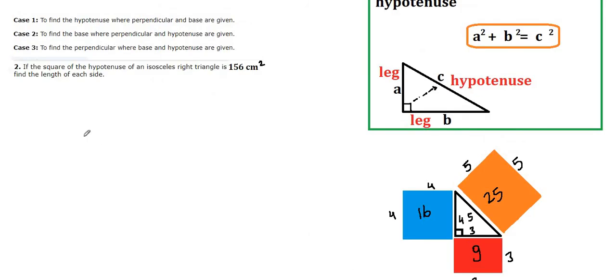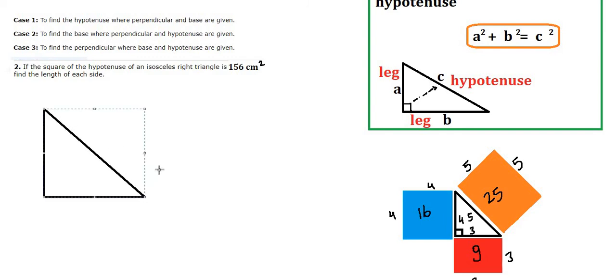Let's check question number 2. If the square of the hypotenuse of an isosceles right triangle is 156 centimeters squared, find the length of each side. So we need to construct a right triangle, and we were told that this is an isosceles triangle. This is a right triangle and an isosceles triangle. We know that an isosceles triangle has two same sides, and the hypotenuse squared is given as 156 centimeters squared. So we're going to find the legs.